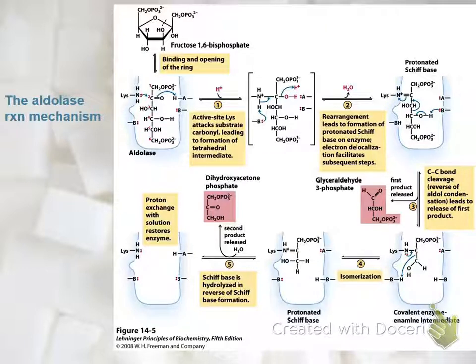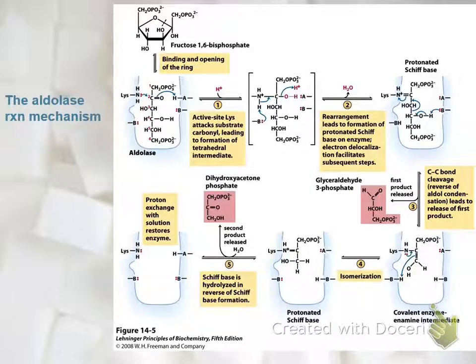So the first thing upon binding is the ring breaks open, because remember, that just happens normally. We've talked about that in organic chemistry and in biochem, that mutarotation, where rings break open and come back. So it breaks open. But then we have an important lysine in the enzyme, and that lysine goes and smacks the carbon, so it's acting as a nucleophile. And then we have just a general acid that helps it make that tetrahedral intermediate.